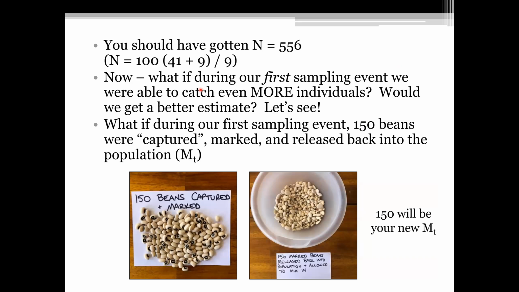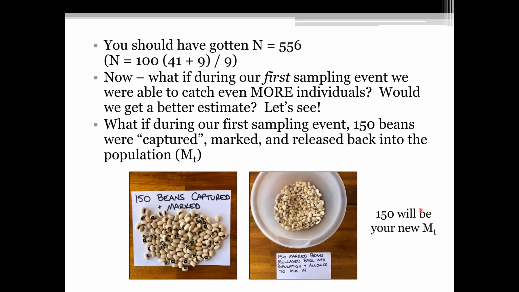When we plug that into the equation, we get 556. So what are we seeing now? What is a trend here? I want you to ask yourself, when we are capturing more initially or even in our second sampling, what do you tend to see? Do you tend to see a more accurate representation of the population? Is the estimate better? So now what if during our first sampling event, we were able to capture even more individuals? Will we get a better estimate?